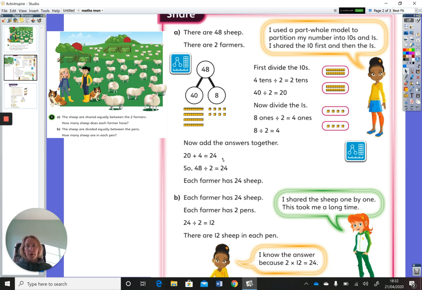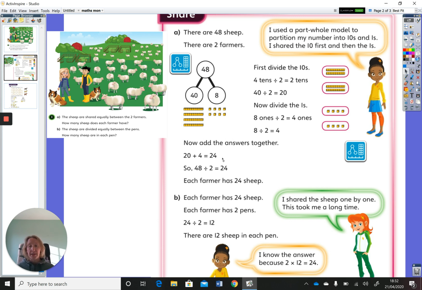Now, the second part of the question was the sheep are divided equally between the pens, the enclosures, and how many sheep are in each pen, okay? So each farmer, we now know, has 24 sheep, and they each have 2 pens because there were 4 pens altogether, so they each have 2.